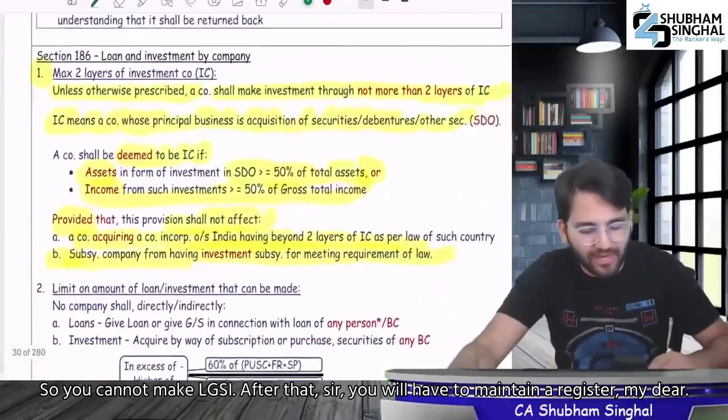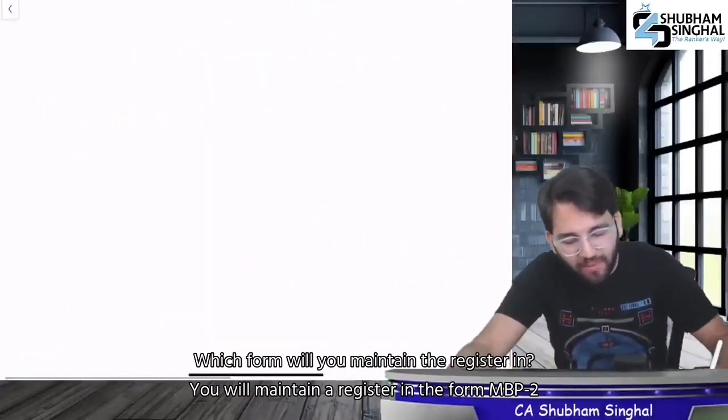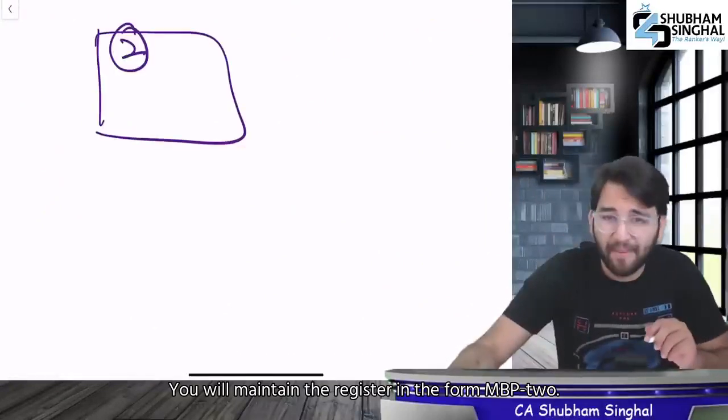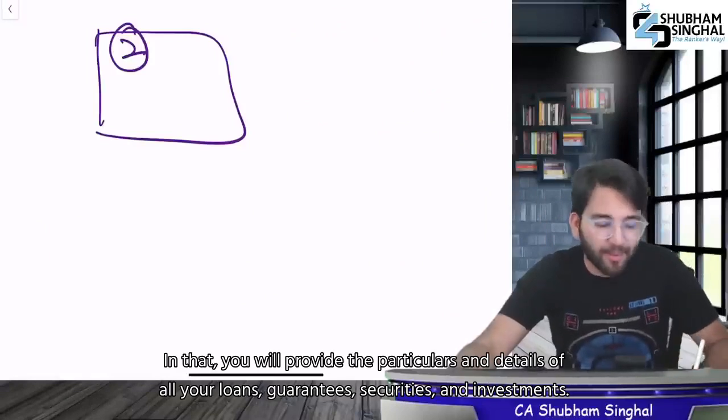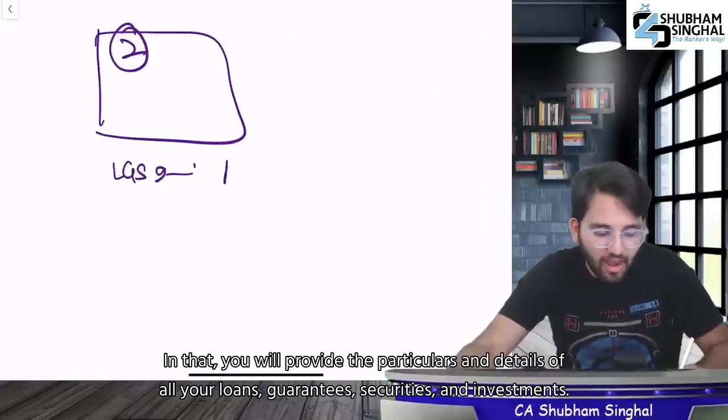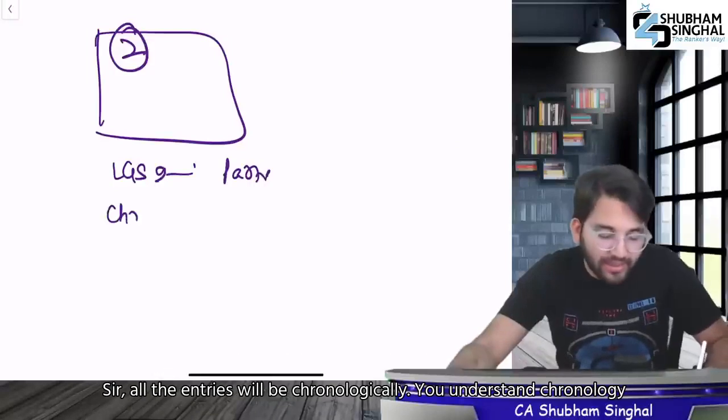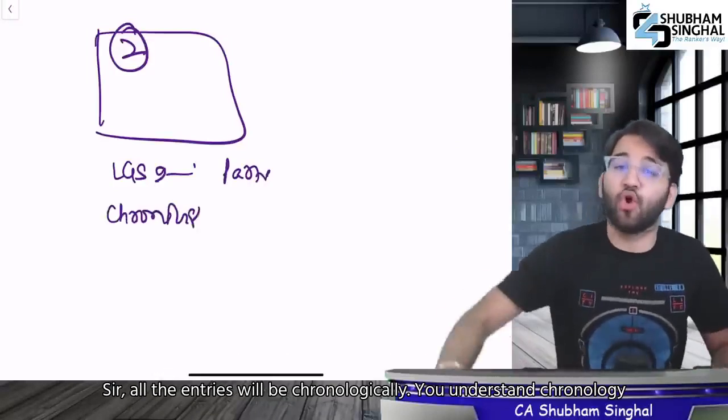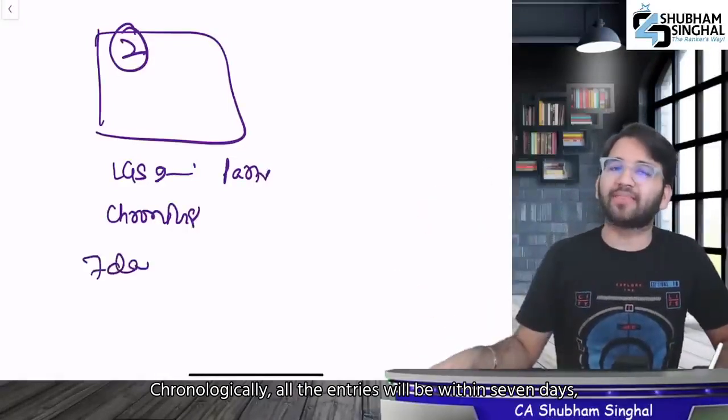After that, sir, you will have to maintain a register. In which form will you maintain the register? You will maintain the register in form MBP2. Maintain the register in form MBP2. You have to provide particulars, details of all loans, guarantees, securities, investments. All entries will be made chronologically. You understand it? Chronologically, all entries will be made within 7 days.